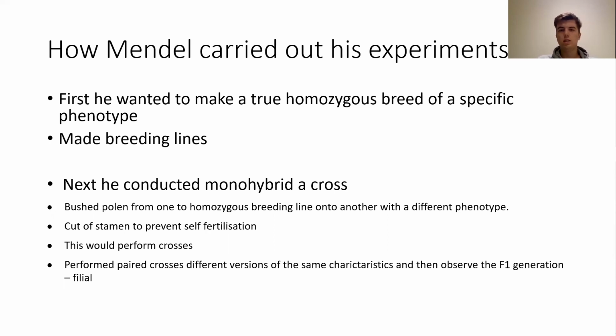This would perform a cross, so they would fertilize and the gametes would cross over. The alleles would cross over. He performed paired crosses with different versions of the same characteristic, and then observed the F1 generation. F stands for filial.